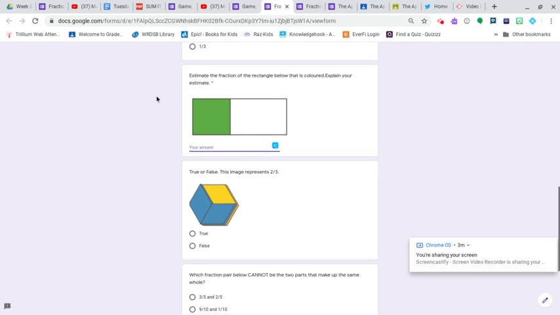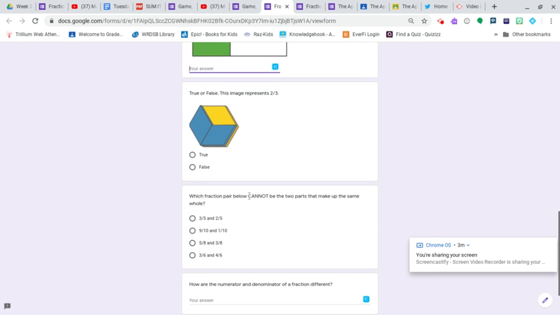That's a really good thinking question. And here: which fraction pair below cannot be the two parts that make up the same whole? In other words, if I put 3/5 and 2/5 together, would I make a whole? If the answer is yes, that's not the one you want to click. It's the one that cannot be the two parts that make up a whole. If it makes a whole when you take these two parts together, that is not the one to click. It's the one where, when you add the two parts together, they don't make up a whole.